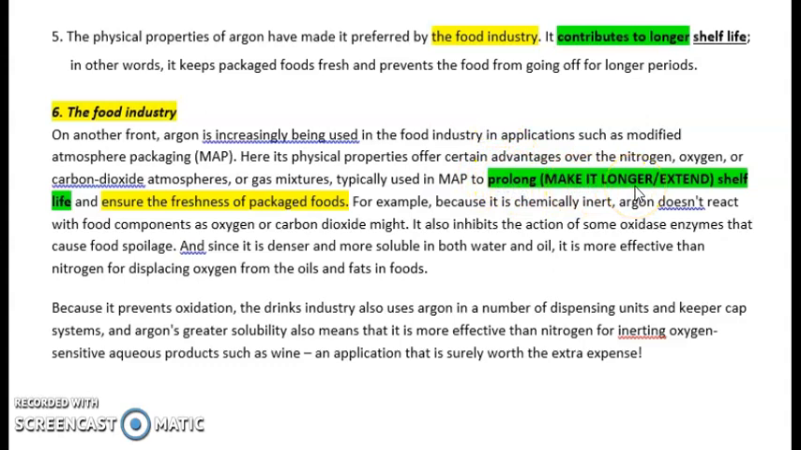So in the question, you are already given the adjective longer. So you don't need to rewrite the verb prolong. You need to get the noun from this sentence. Prolong something. Prolong what? Shelf life. Longer shelf life, okay? And ensure the freshness of packaged foods. The idea here is given as rewritten in the question. It keeps packaged foods fresh and prevents the food from going off for longer periods. It is given here, okay?